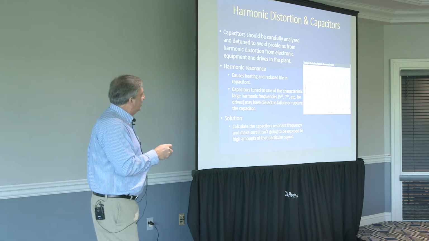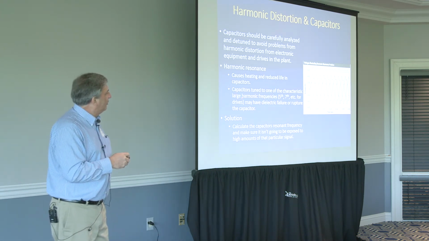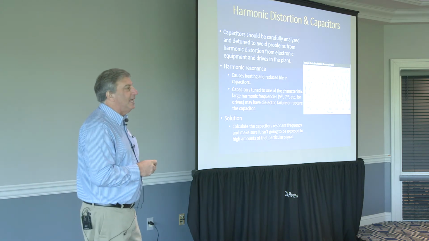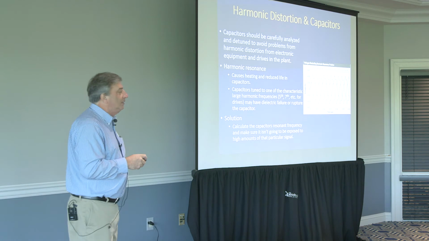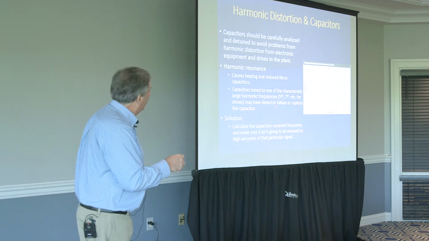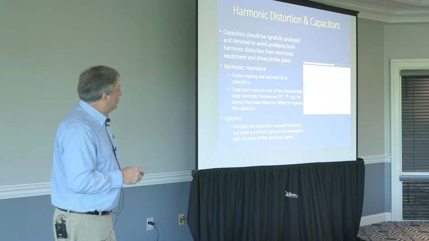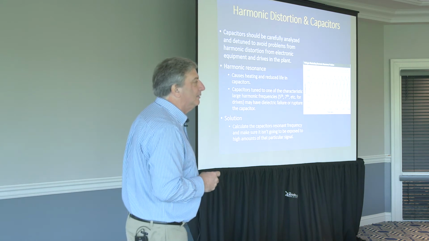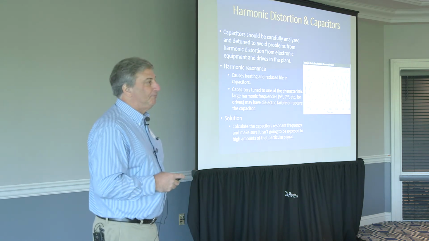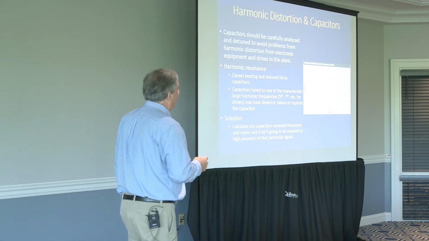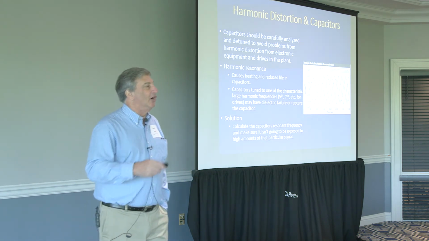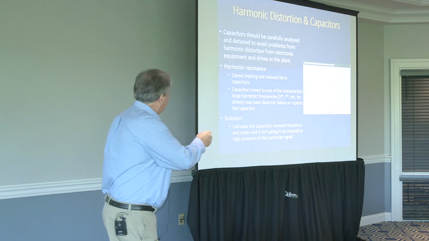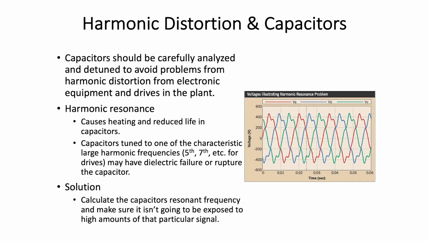So capacitors that are resonant or tuned to the characteristic large harmonic frequencies of a VFD, typically the 5th and the 7th, have a high potential for failure or rupture of the capacitor. So the 5th and 7th harmonic frequency are very, very high typical harmonic frequencies from a VFD. Murphy's law says when you size your power factor correction capacitors for your optimum correction, the resonant frequency of that capacitor, where it's going to start vibrating, is with the 5th or the 7th. Okay, so that's a problem.